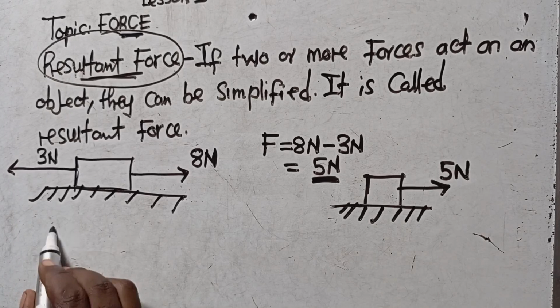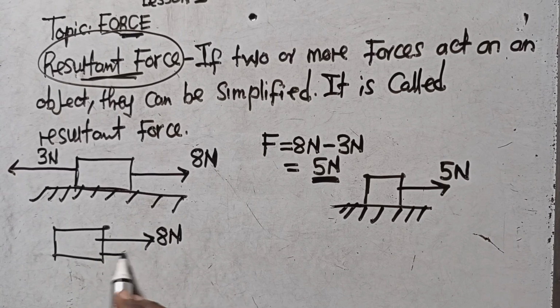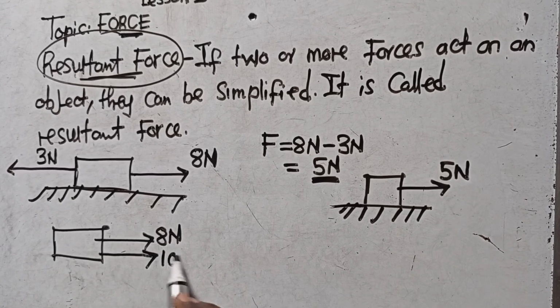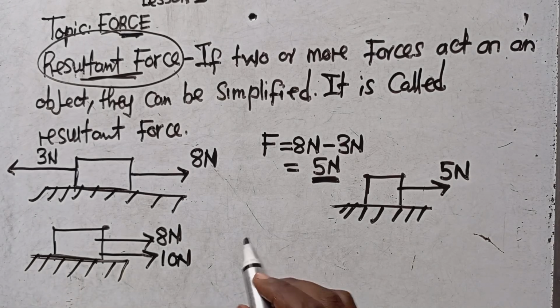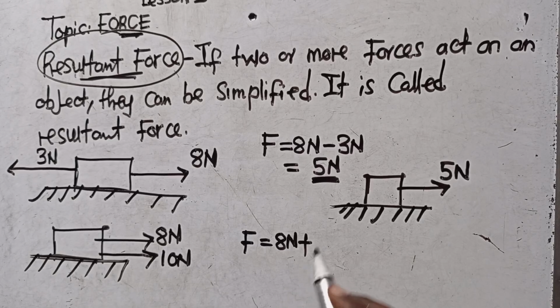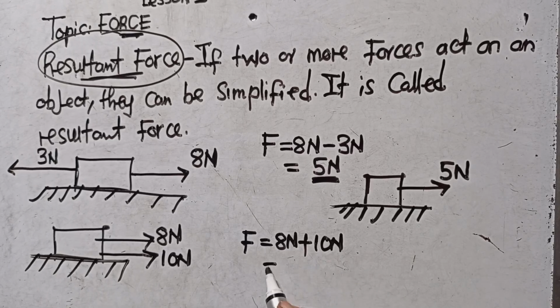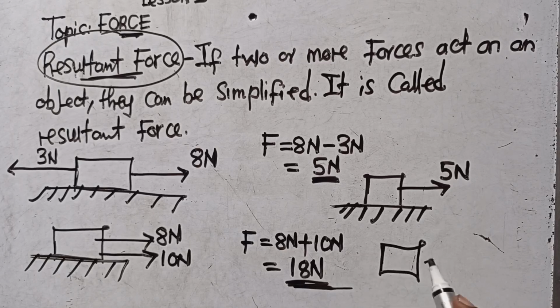If you've got all the forces going in the same direction, you've got this force of 8 newtons, and you also have another force, let me say 10 newtons, going in the same direction, we just need to add. The resultant force is equal to 8 newtons plus 10 newtons. So the answer will just be 18 newtons. All the forces will have one force, which is 18 newtons going this direction.